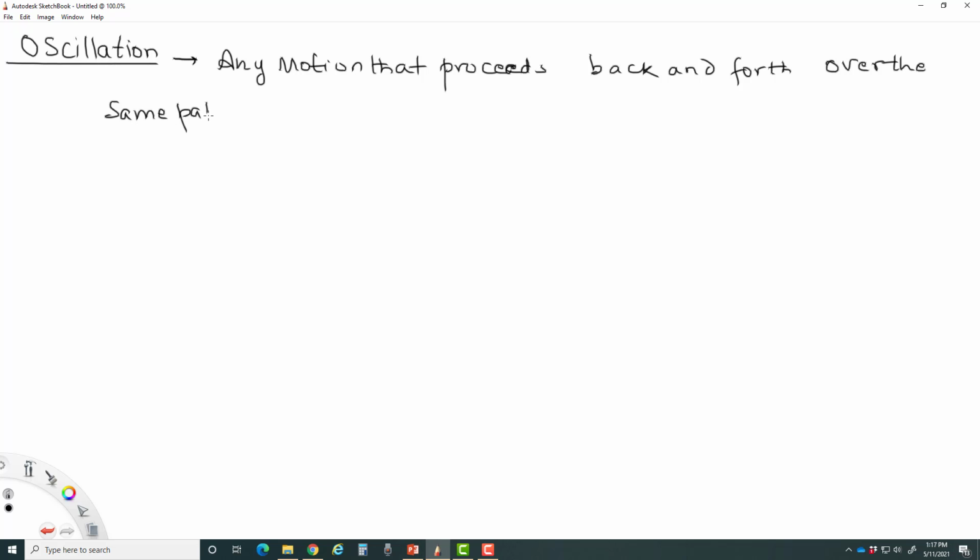Okay, for example, let's say you started from some point and you walked from point A to point B, and then you came back again to the same point, and then you moved to point B again, and then back again to A, move to point B and back again to A. So this kind of back and forth motion is called oscillatory motion. And not all oscillatory motions are periodic.